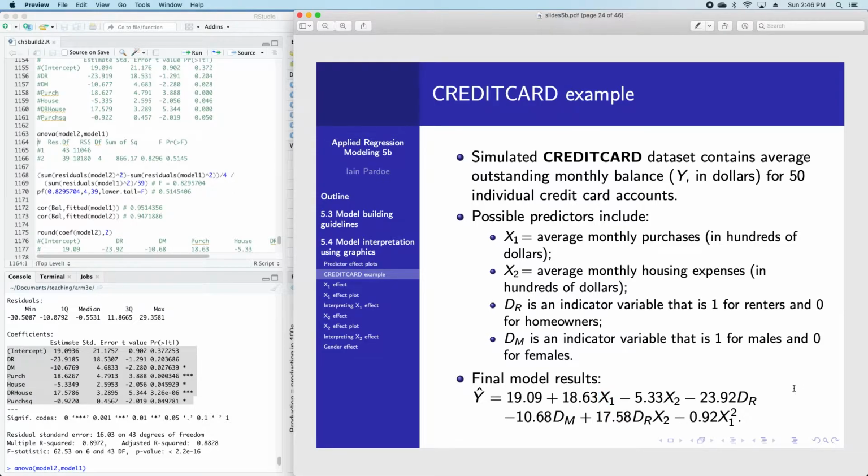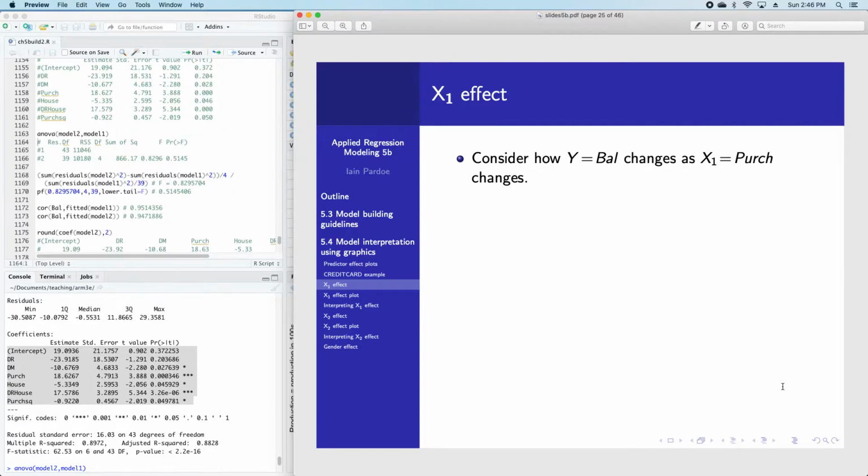In particular, I'm going to think about what I'm calling the x1 effect. What that means is I'm considering how y, which is the balance, changes as x1, which is the amount of monthly purchases, changes. To understand this question, I can isolate the change in y when I hold everything else fixed. Everything else in this context means x2, whether someone's a renter or a homeowner, and whether someone's male or female.